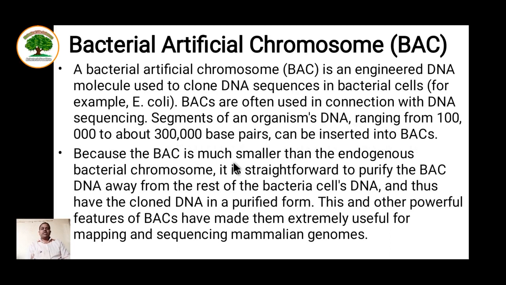Because BAC is much smaller than the endogenous bacterial chromosome, meaning the native chromosome of the bacteria, it is straightforward to purify BAC DNA away from the rest of the bacteria. Means rather than bacterial DNA, the BAC can be easily purified, thus giving cloned DNA in purified form. Therefore, this and other powerful features of BAC have made them extremely useful for mapping and sequencing mammalian genomes.